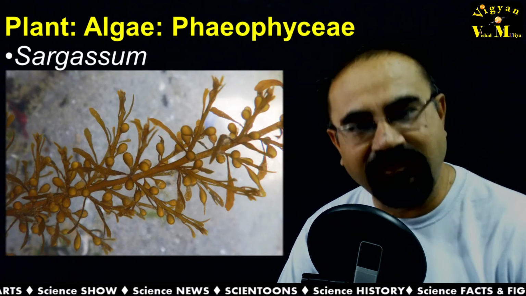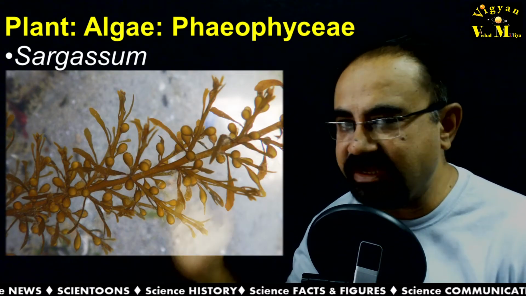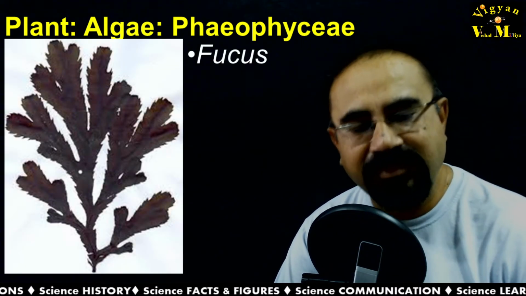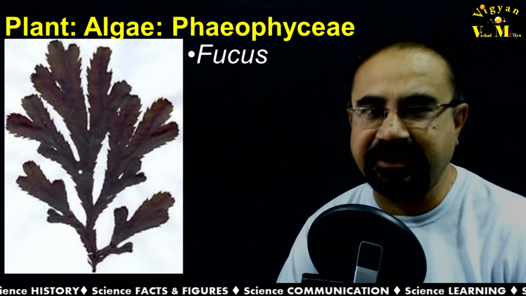Sargassum is well known and it is having air bladder, one can see here very well, and Fucus is one of the well known members of Phaeophyceae.